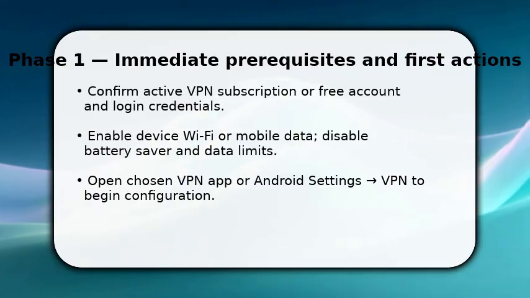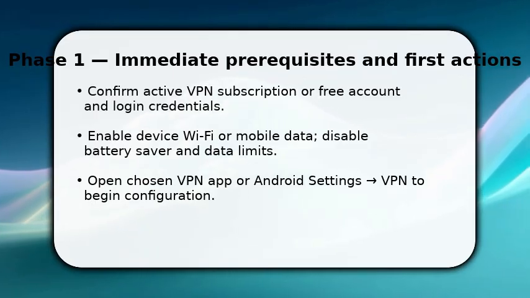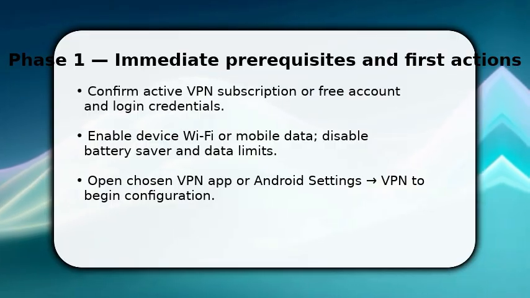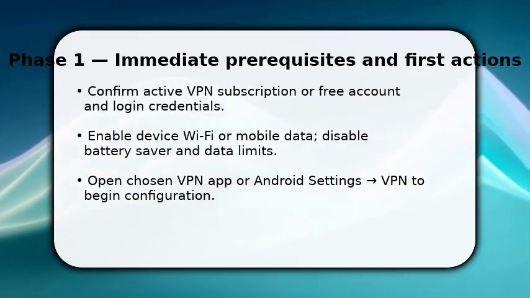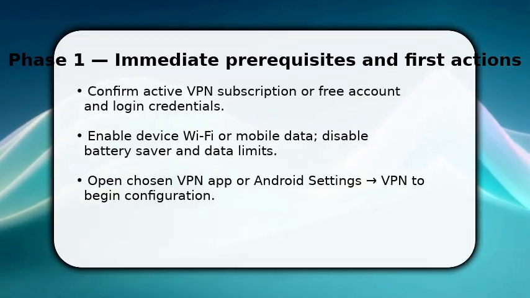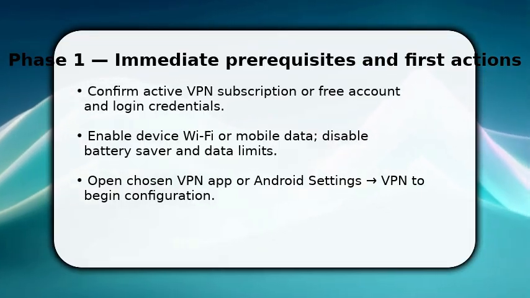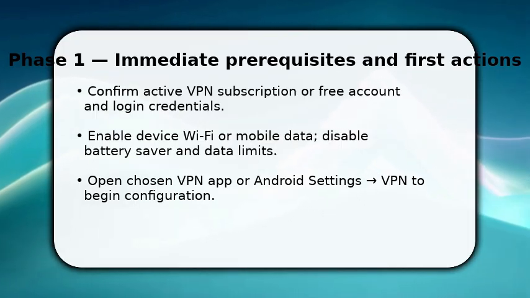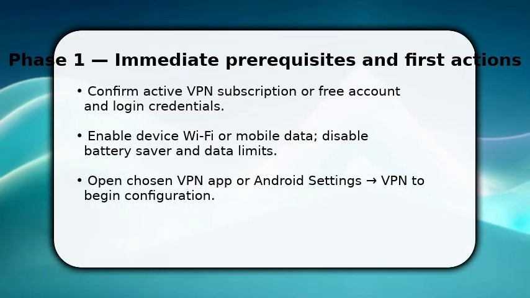You start by confirming your VPN account is active and that you have the app installed. Once done, unlock your Android and make sure Wi-Fi or mobile data is enabled. Open the VPN app now or go to Settings > Network and Internet > VPN if using a built-in profile. Tap the app to sign in and allow any requested permissions so the service can create a connection.